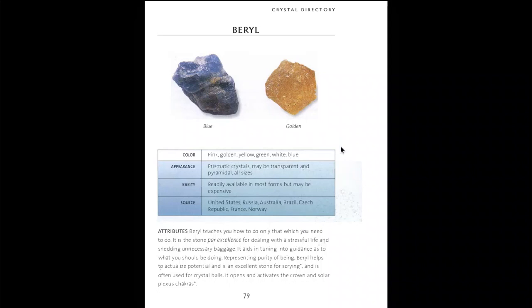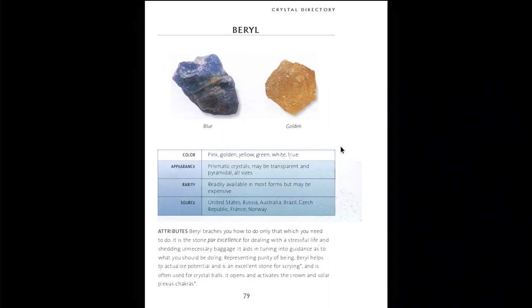The Crystal Bible, letter B. Beryl. Pink, golden, yellow, green, white, blue. Prismatic crystals may be transparent and pyramidal, all sizes, readily available in most forms, but may be expensive. United States, Russia, Australia, Brazil, Czech Republic, France, Norway.